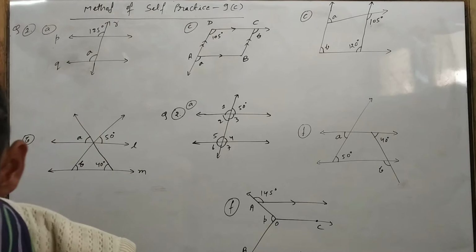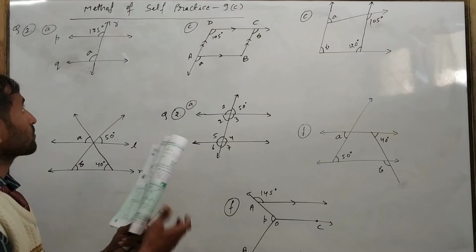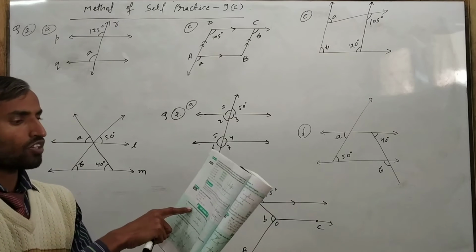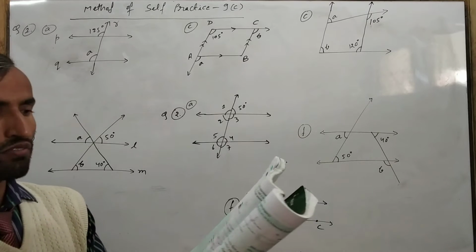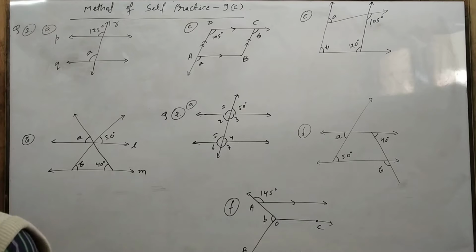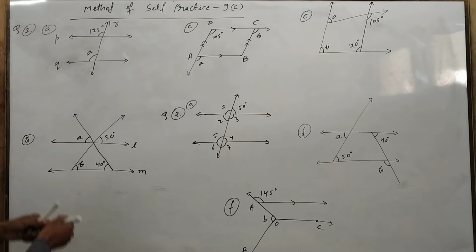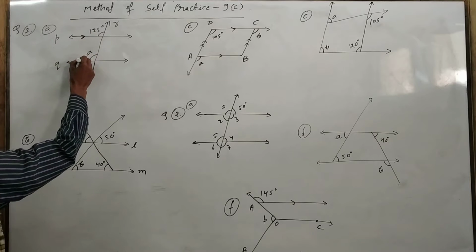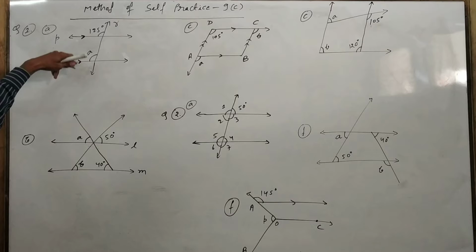So first of all, read the question in self practice 9c. Question number one: using the property of corresponding angles, find each of the lettered angles and give reasons. We have to give the reason also. See here, P and Q, these both lines are parallel. The arrow means it is parallel, so both lines are parallel.